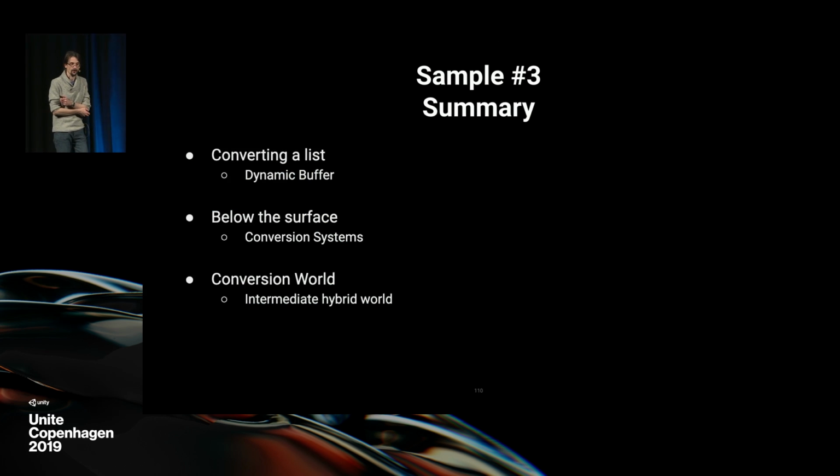So, summary of our third sample. We've seen the use of dynamic buffers. We've seen that actually it's all conversion systems below the surface. The interfaces are just for convenience in the simple cases. And then we've seen the importance and relevance of the conversion world, which is this somehow intermediate hybrid world. And I will let Simon take you through the fourth sample. Thanks.